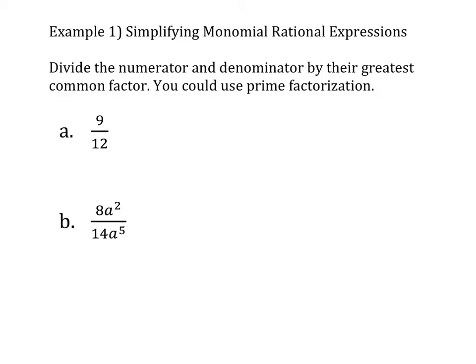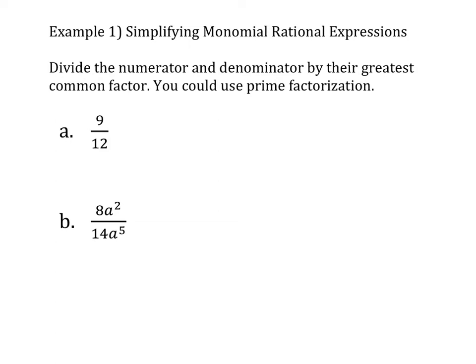We're going to go straight into simplifying monomial rational expressions. For these ones, you'll divide the numerator and the denominator by their greatest common factor. To do this, prime factorization could come in handy if you want to use it. I'll show you some ways to use it, but just keep in mind you can simplify as you know how to simplify. You don't always have to write out all the factors.